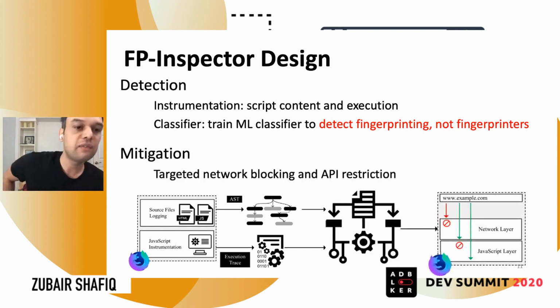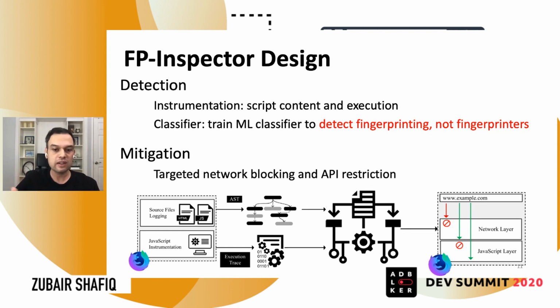And the nice thing about FP Inspector is that now that we have this machine learning model, which hopefully can accurately detect fingerprinting scripts, it can be leveraged to implement very targeted mitigations. So for example, FP Inspector combines network level request blocking and API restrictions. Network level blocking is really ideal because it blocks both active and passive fingerprinting.